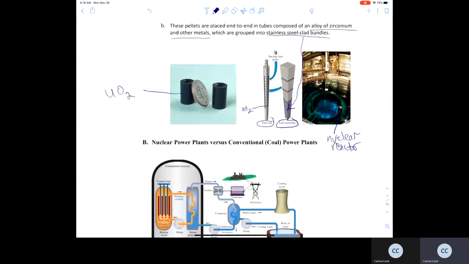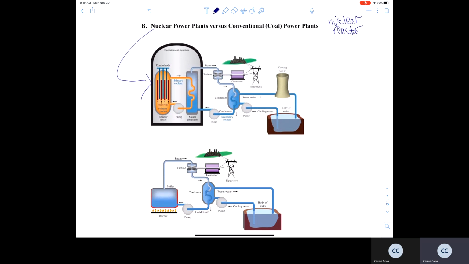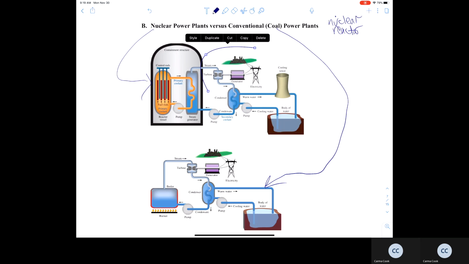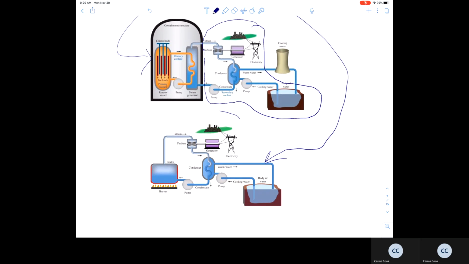So if you want to compare a nuclear power plant to your conventional coal power plant, you can see there are lots of similarities, but then there are also some differences. You see from this point, your nuclear power plant is totally identical to your coal power plant.